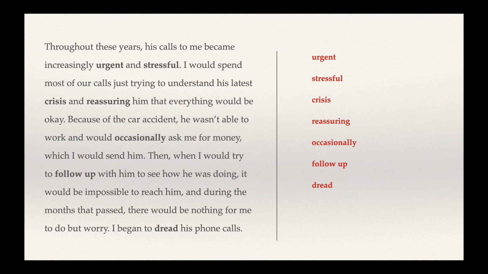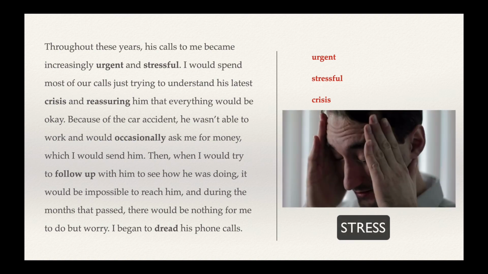Okay, so this starts with a time span: throughout these years. So this tells us that this story is happening over many years, not just one month or one week. So she says his calls became increasingly, right? Increasingly is an adverb form of increasing, which means to become more and more. Urgent and stressful.